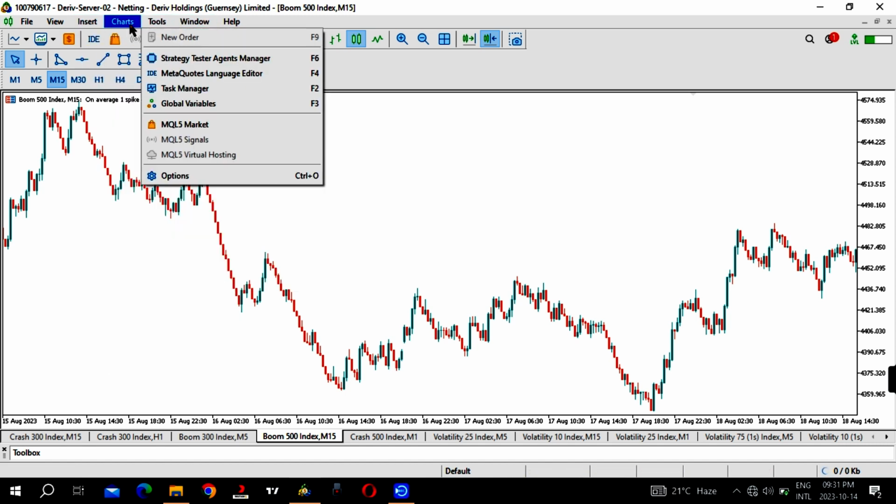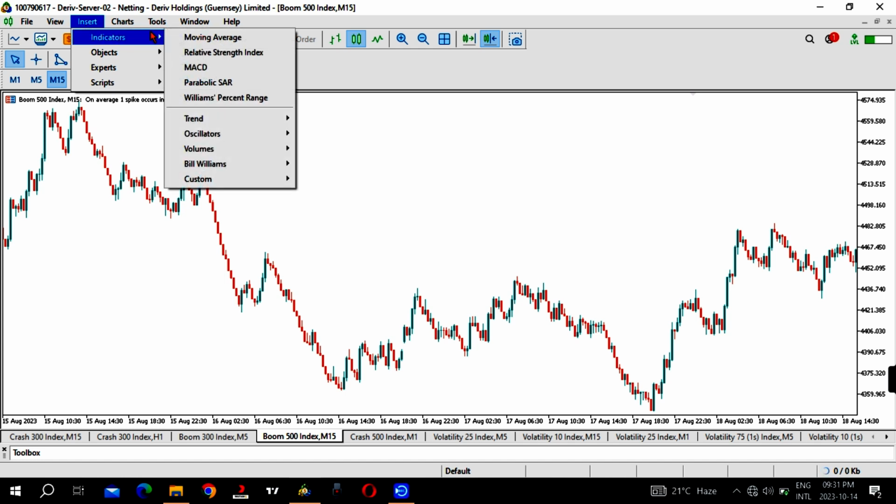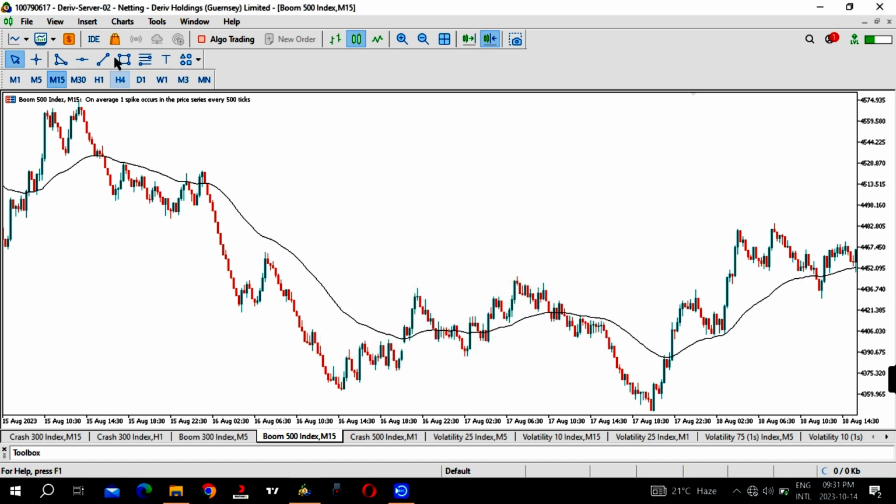So I also like to use my moving averages. Why do I like to use moving averages? Well, because I'm a BTM trader, so obviously I like moving averages, right? The first moving average that I'm going to be installing is the moving average period 50, method exponential, apply to close, then okay.